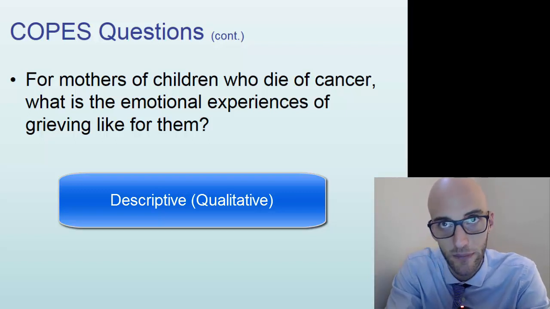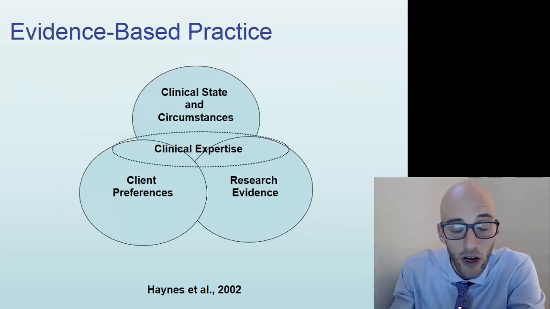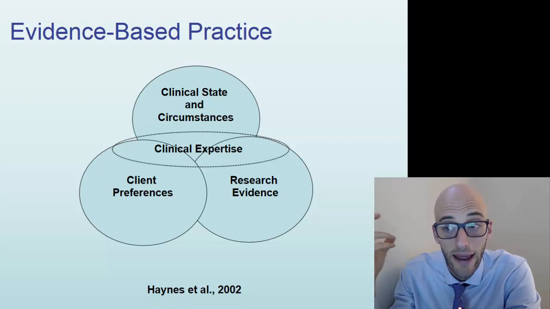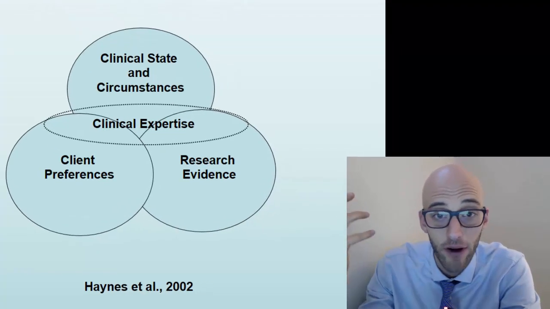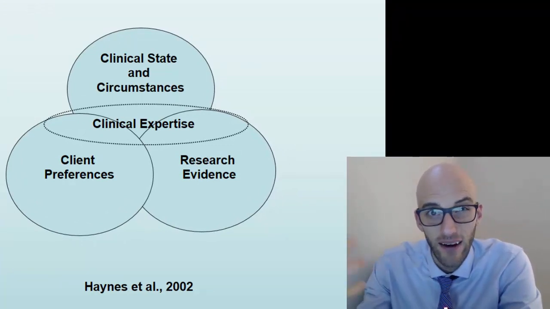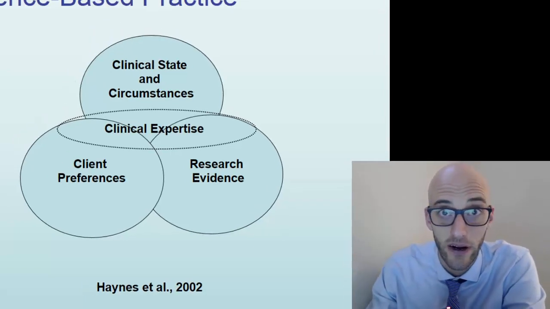So this is just more of a descriptive question. This isn't really trying to prove which intervention is more effective, but more of just trying to understand the population of interest, or more description of what it's like. So a COPES question allows you to incorporate all elements of evidence-based practice into your clinical work. That is, the client type and problem of a COPES question allows you to address the clinical state and circumstances of the evidence-based practice model. So we can see an overlap of clinical state and circumstances with client preferences and research evidence all come together to help inform your clinical practice and your clinical expertise to provide evidence-based practices for your clients.